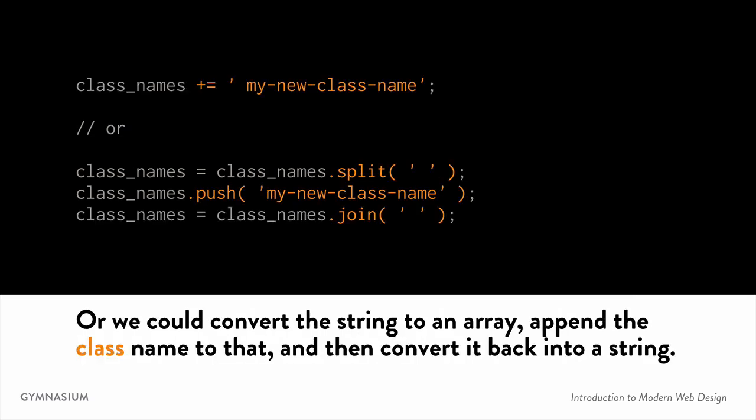The other is that I could split the class value on a space, since classes are space separated, and then I could push the new class name to that array, and then I could join that array back together again using a space. And that would convert it back to a string again. Either of these would work perfectly, but the second is just a little bit more surgical in how it does it. Now removing the class name is a little trickier.